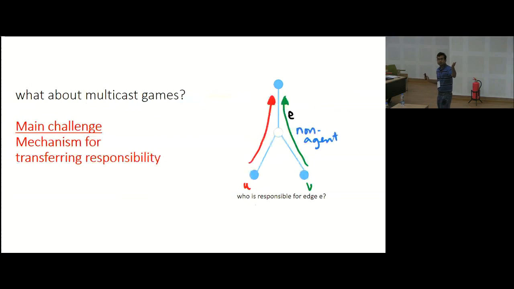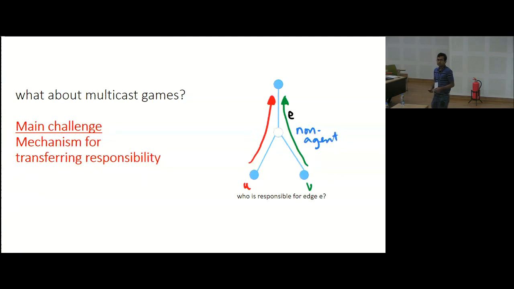So let me say a couple of words about multicast games before we end the first part of this talk. What are multicast games? These are exactly the same as broadcast games without the assumption that every vertex has an agent. So again, everyone routes traffic to the same root, but not every vertex needs to have an agent. This is the first step of generalization beyond broadcast games, and it has been a major open question in the area for a while to show that in fact multicast games also have a price of stability better than log n.